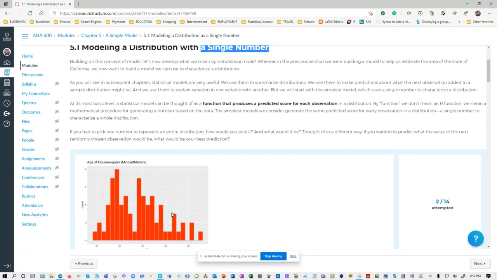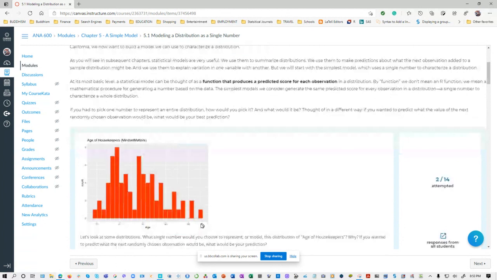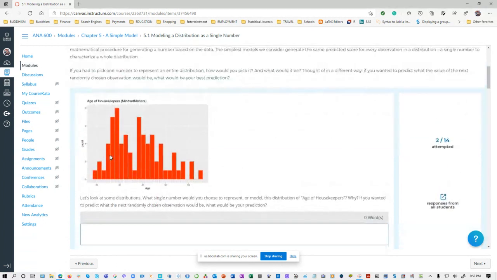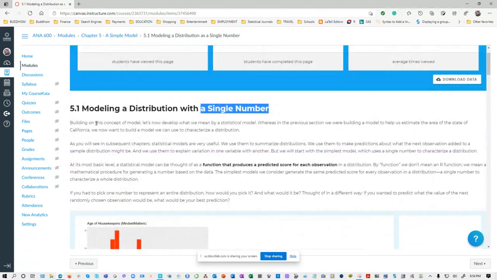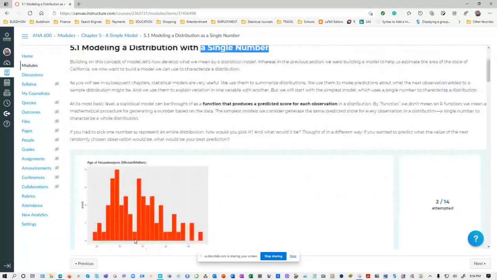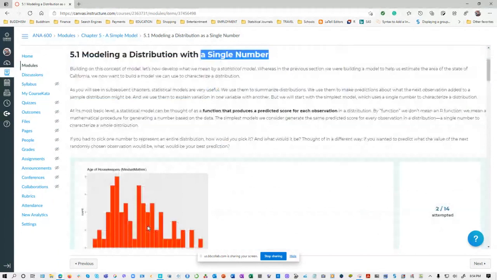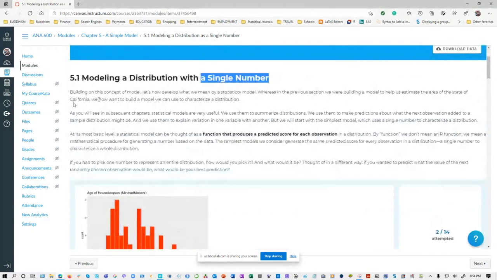So that's why, in this graphical representation, instead of going through all of these, they were trying to stick to one single number. That's building on the concept of a model. Let's now develop what we mean by a statistical model. In the previous section, we built a model to help estimate the area of the state of California. We now want to build a model we can use to characterize the distribution. In order to characterize this, it can be characterized by the model.